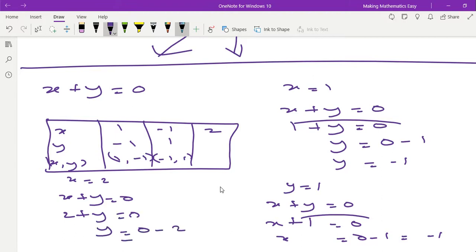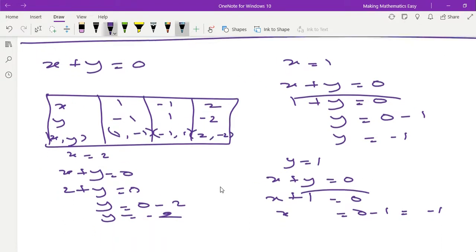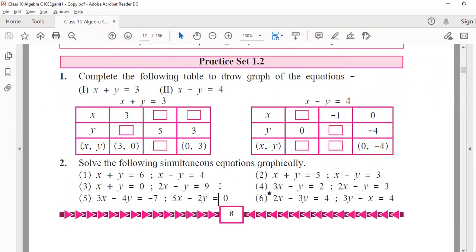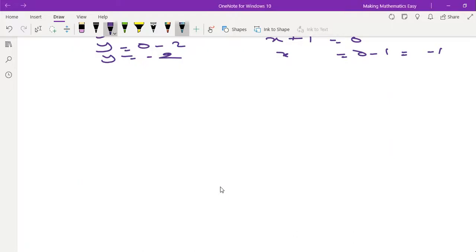When this 2 goes over here, it will become minus, so this will be minus 2. Y is equal to minus 2, so this is 2 comma minus 2. So the first equation was simple, there was not much in it. Now let's go to the second equation, which is 2x minus y is equal to 9.